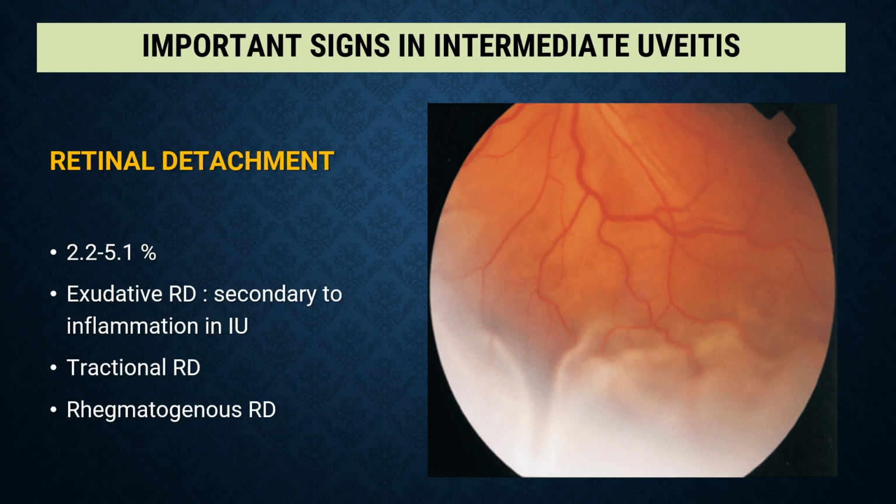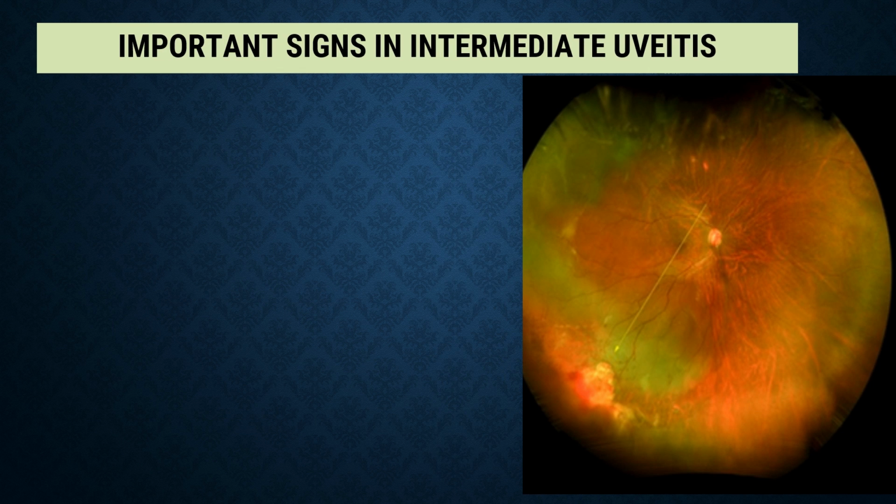You can have tractional detachment because of those new vessels, because of the fibrovascular proliferation in the periphery, because of the snow banking. What can happen is you can have traction bands. Those traction bands can pull on the retina and separate it from the underlying retinal pigment epithelium, and that is called tractional RD. And because of the traction, sometimes you can develop a hole or a break in the retina, and the vitreous can actually seep into it, leading to the development of a rhegmatogenous retinal detachment, right?